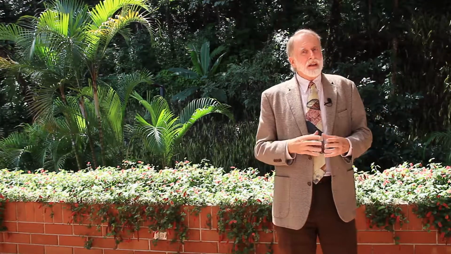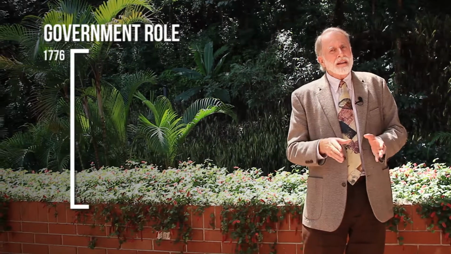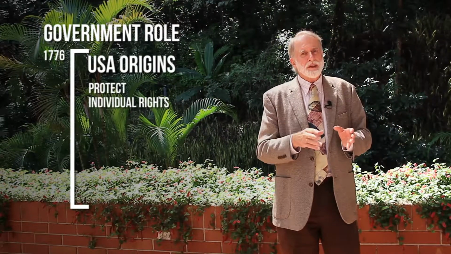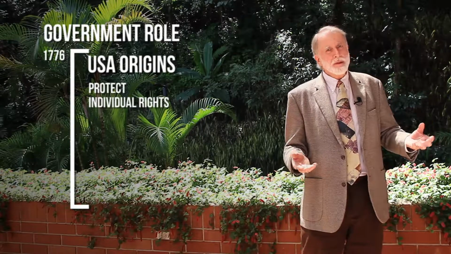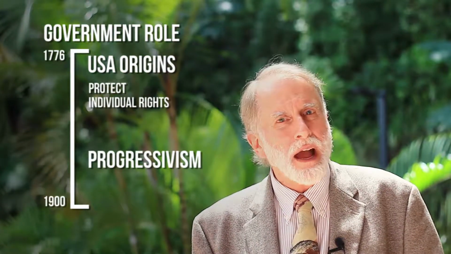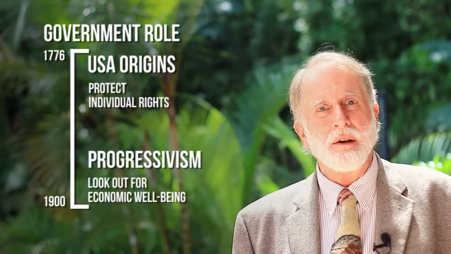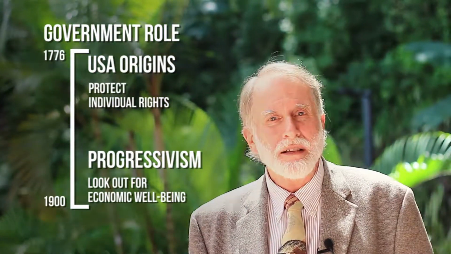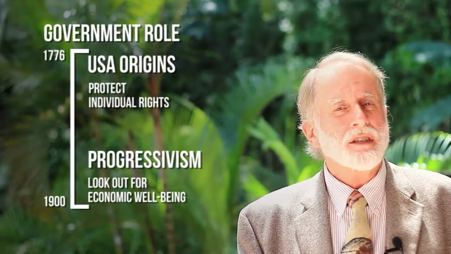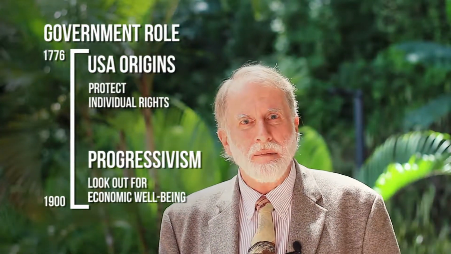In the United States, when the government was founded, the original idea was that the role of government was to protect the rights of individuals. Governments protect individual rights. And toward the end of the 1800s into the early 1900s, this progressive ideology developed where the progressives viewed an expanded role of government. Not only is the role of government to protect individual rights, but it's also to look out for their economic well-being. So that's the progressive ideology.